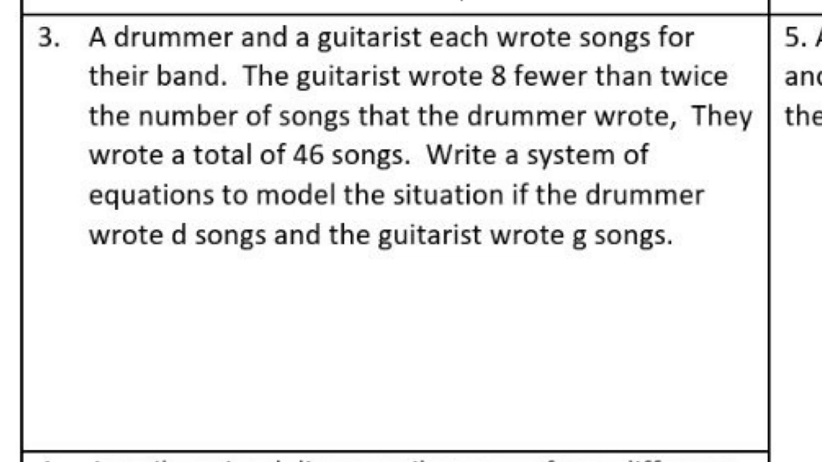Total. Add. And what? Equals. So something equals 46. And it tells us D is for drummer and G is for guitarist. So if they wrote 46 songs, do we know what adds to be 46? Who is they? The guitarist and the drummer. So what is the drummer? D. What's the guitarist? G.